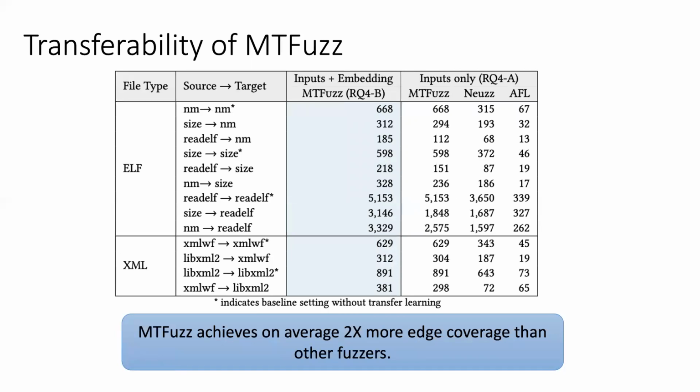In the transferability experiment, we evaluate the transferability of neural model learned by MTFuzz. Specifically, we use the neural network model learned from source program and guide it to fuzz on another target program. So we compare it against one machine learning based fuzzer, NEUZZ, and another coverage guided fuzzer, AFL. The results show MTFuzz can achieve on average 2 times more edge coverage than other fuzzers.